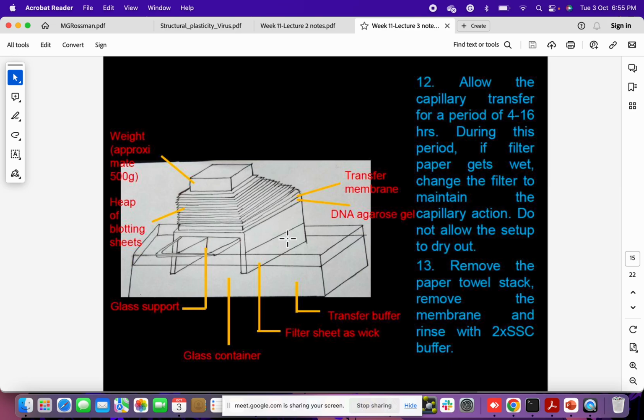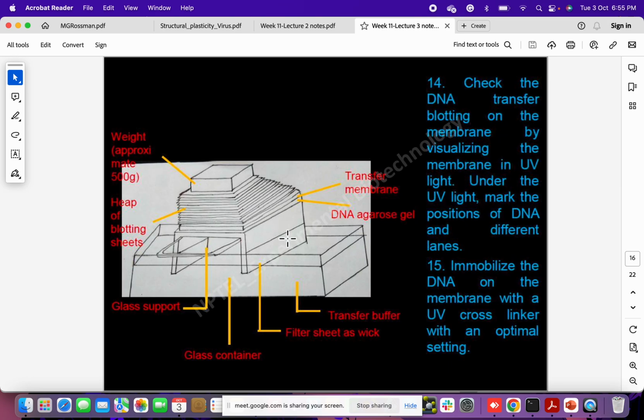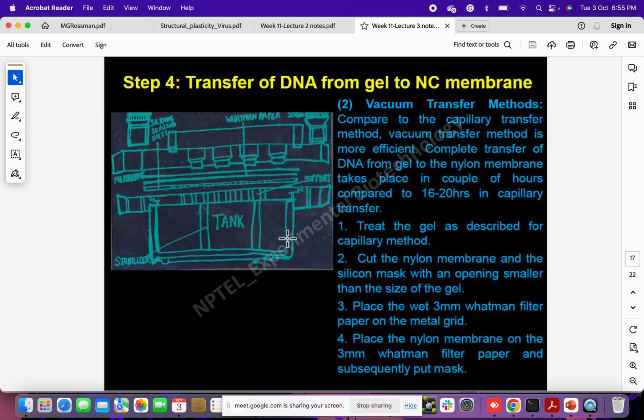Remove the paper towel stack. Remove the membrane and rinse with buffer. Check the DNA transfer on the membrane by visualizing the membrane in UV light. Under the UV light, mark the positions of DNA of different lengths. Immobilize the DNA on the membrane with a UV cross-linker with an optimal setting. Transfer of DNA from gel to nitrocellulose membrane.